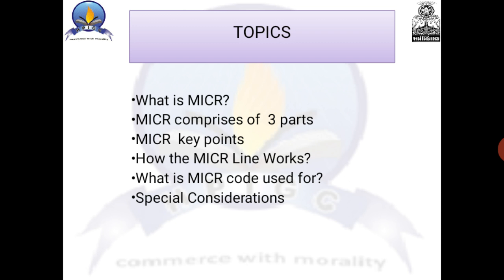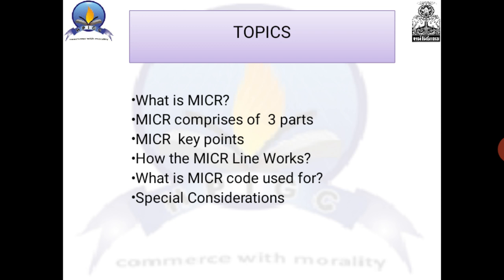So what is MICR now? The MICR code is printed on checks using MICR, that is, magnetic ink character recognition technology. This enables identification of the check, which in turn means faster processing. An MICR code is a 9-digit code that uniquely identifies the bank and branch participating in an electronic clearing system.